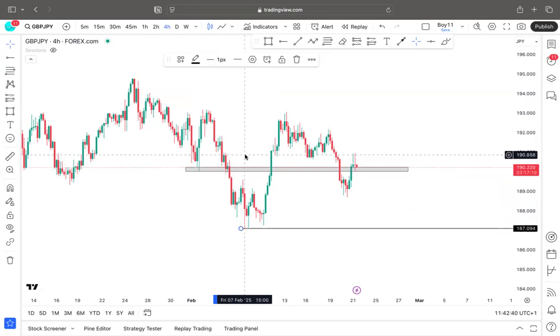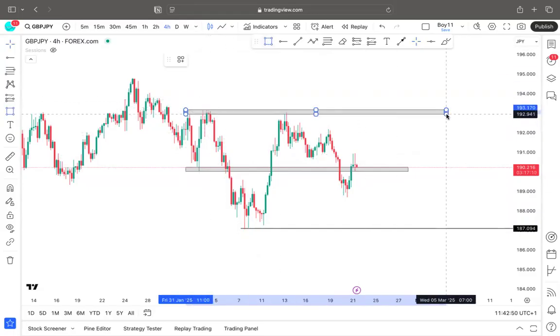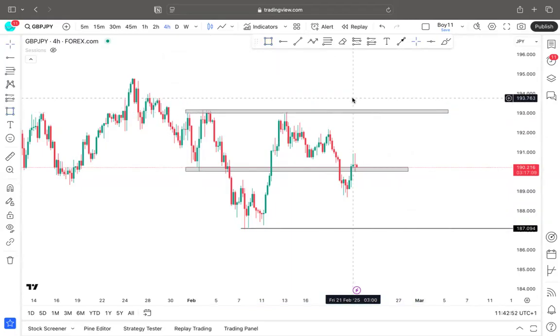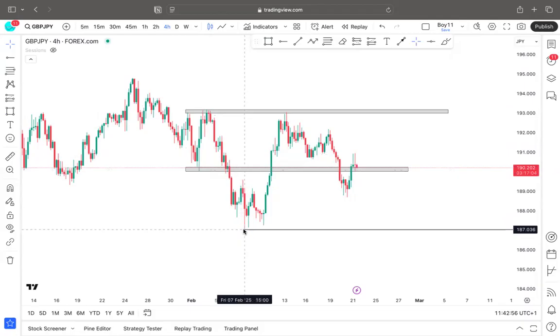So if I want to identify where is the high that caused this breakout, it was not here. It was not here. This was where it started from. I'll just identify the high here. So now I have a resistance level here, a support level here, and the most recent low here.